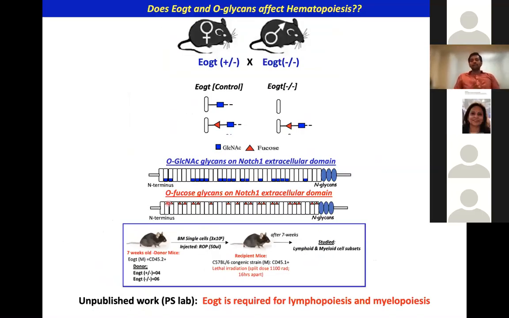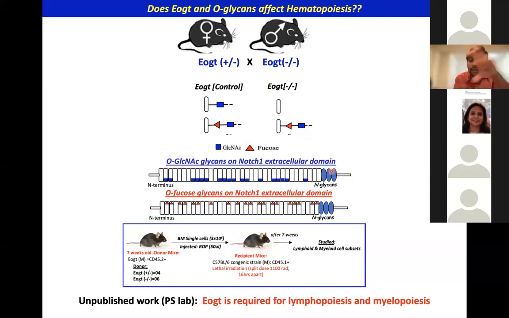Okay, so I was just talking about how we have developed the mouse mutant. Here you can see the question: do EOGT and O-GlcNAc glycans affect hematopoiesis? We have the EOGT enzyme, O-GlcNAc transferase, and we crossed these mice with the EOGT null mice. You can see this is one EGF repeat where O-GlcNAc is attached in the EGF of the Notch protein, and also fucose and GlcNAc are there. But when we knock out EOGT, because EOGT is the enzyme required for the addition of O-GlcNAc, we remove the O-GlcNAc here. We have only O-fucose and GlcNAc that is added by Fringe.